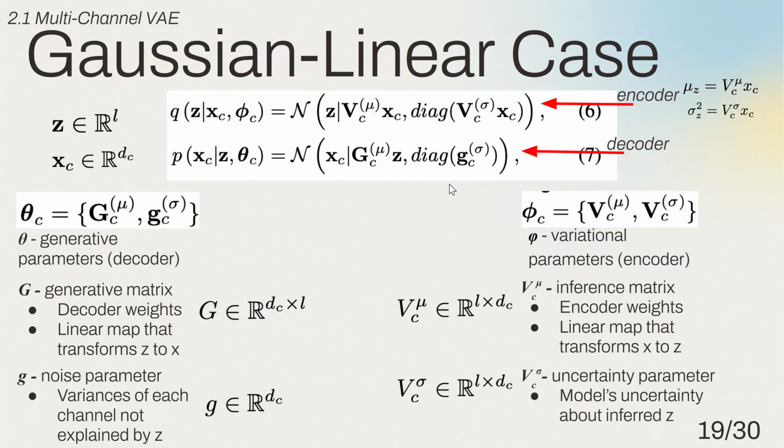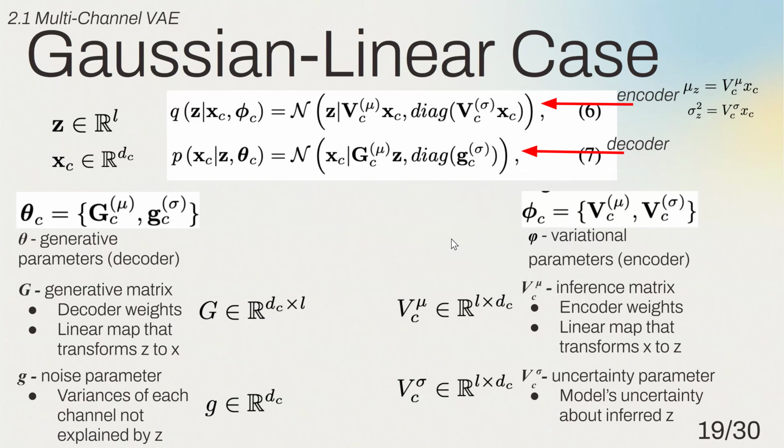So this is what they're actually doing. They're modeling the latent Z distribution as a Gaussian. There's kind of a lot going on here, but they have these two matrices for each distribution. For the generative, for the decoder, they have this generative matrix, which represents the decoder weights, and it's a linear map that transforms Z to X. And then they have this vector G that has the variances of each channel, which is not explained by Z.